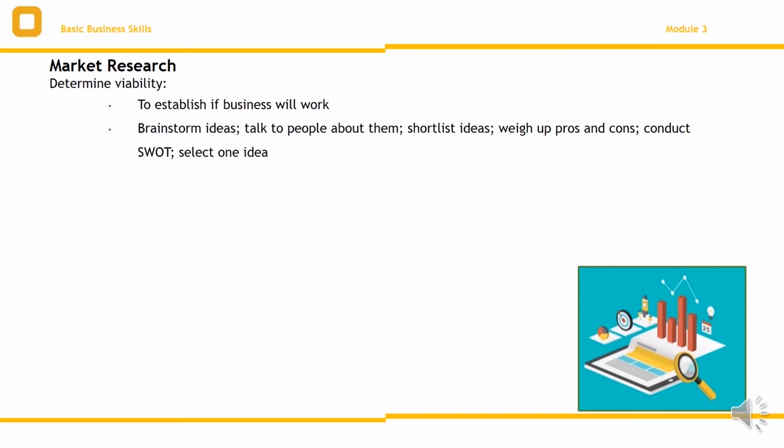So you need to look at what the strengths and weaknesses of your business idea are, and you also need to conduct what we call a SWOT analysis, where you look at the strengths, weaknesses, opportunities, and threats of your business idea. Once you've gone through the whole process of brainstorming, talking to people, shortlisting your ideas, looking at the pros and the cons, and conducting your SWOT analysis, you can then select the best idea that obviously showed the greatest potential.